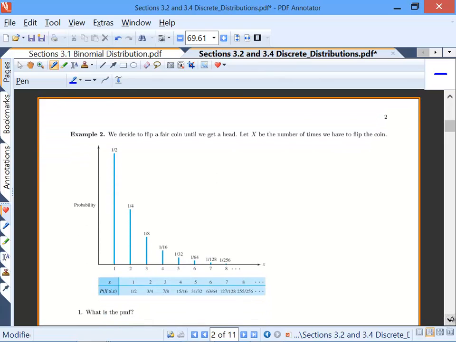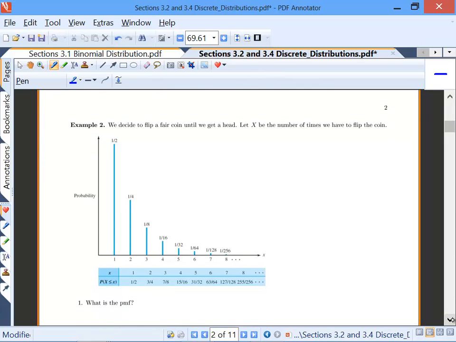So in this next example, we decide to flip a fair coin until we get a head. Let x be the number of times you have to flip the coin. Okay. So I thought it might be nice to have your probability distribution so you can look at it as a graph. So the probability that I have to flip it once is 1/2. That makes sense, right? The probability that I have to flip it 2 times is 1/4, 3 times is 1/8, 4 times is 1/16, etc. Also, just so you can look at it, here's the CDF, because it's the probability that x is less than or equal to a value: 1/2, 3/4, 7/8, 15/16, 31/32, etc.